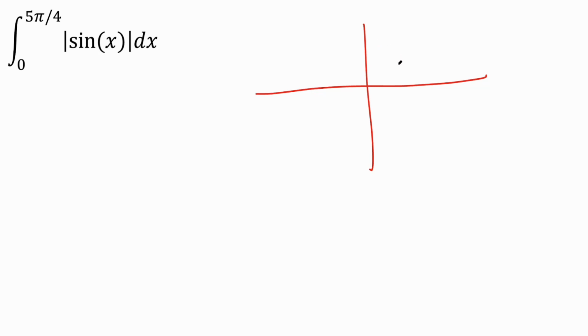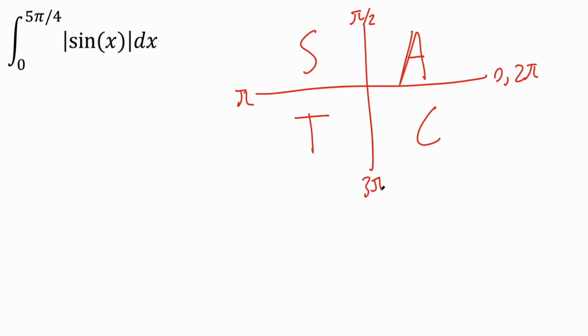So for this coordinate, everything is positive. Sine, cosine, tangent. So you put A for all. And this coordinate is only positive for sine, and this coordinate is only positive for tan, and this coordinate is only positive for cosine. Right here it's 0, 2 pi. This is pi over 2, this is pi, and this is 3 pi over 2.